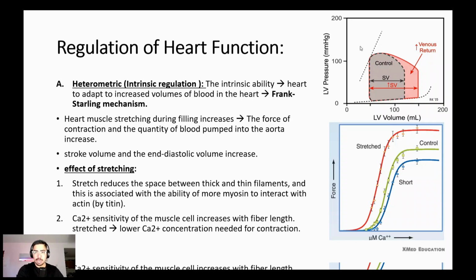And let me talk about this pressure volume loop here. In the case of the Frank-Starling mechanism, it means that more blood comes inside the ventricle, so stroke volume will be more because the end-diastolic volume will be increased and they will pump the blood. I'm going to explain this in detail in the next slide.